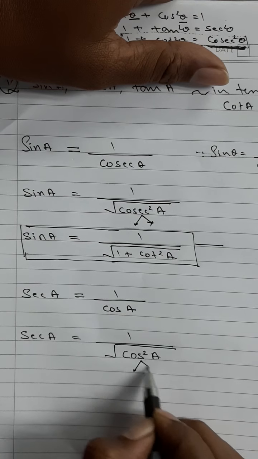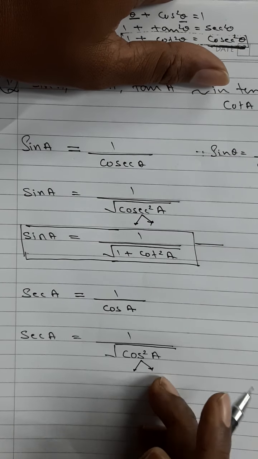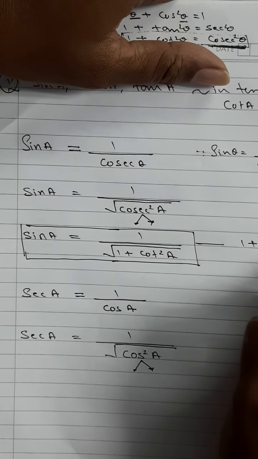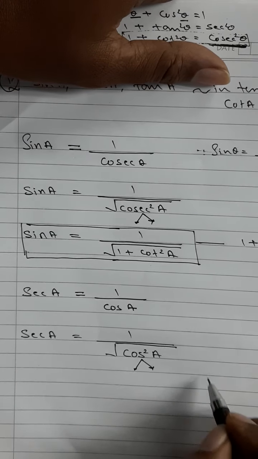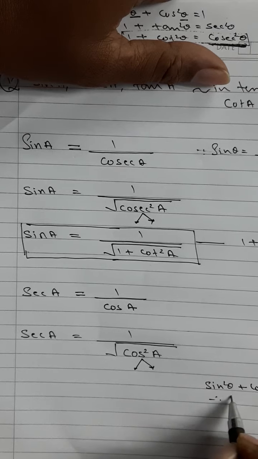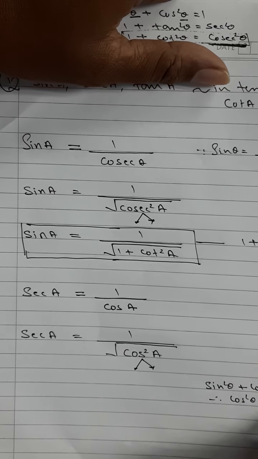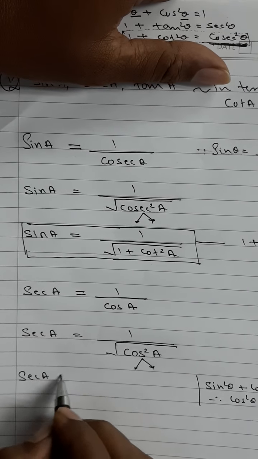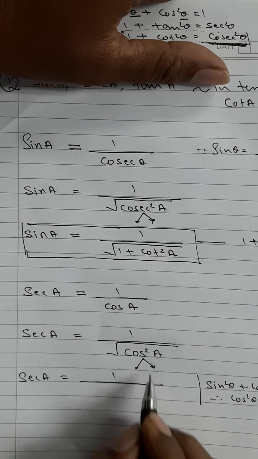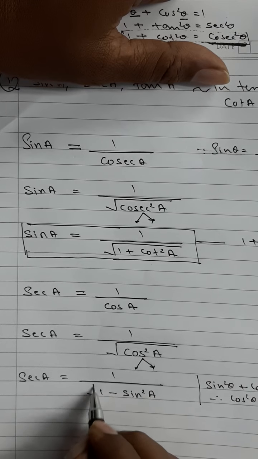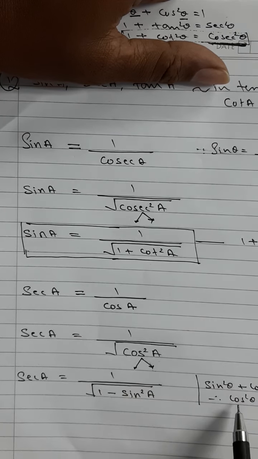Now I will split this by identities. I have to write over here also, because 1 plus cot square theta is equal to cosec square theta. Here also I will write sine square theta plus cos square theta is equal to 1. Therefore, cos square theta will be 1 minus sine square theta. This is the reason. What will I write? Sec A is 1 upon root, and in place of cos square A I will write 1 minus sine square A. How did I get it? I wrote over here.